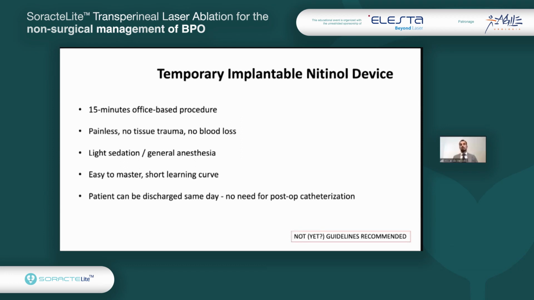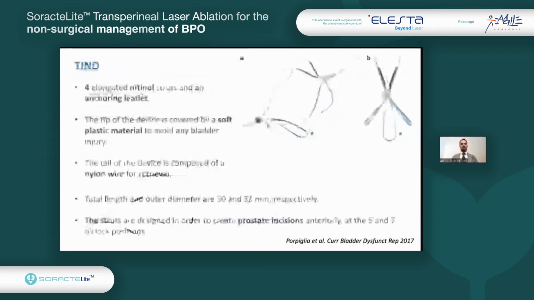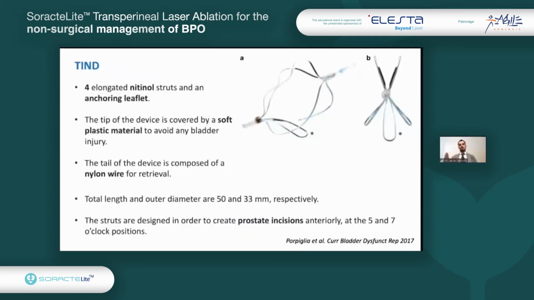The patients are usually discharged on the same day, and there is no need for postoperative catheterization according to the factory producing the temporary implantable Nitinol device. This device has known a first generation and a second generation with some different features comparing the two kinds of devices. The first one is called the iTIND, the temporary implantable Nitinol device with 4 Nitinol struts.